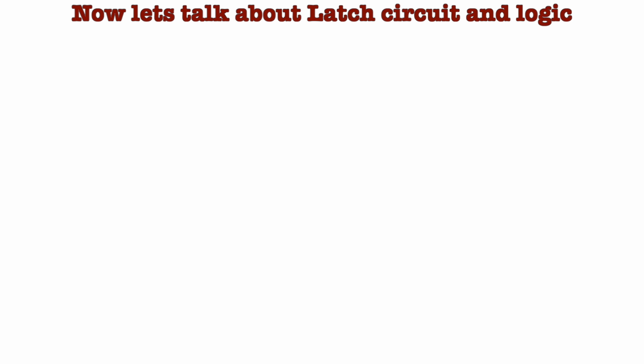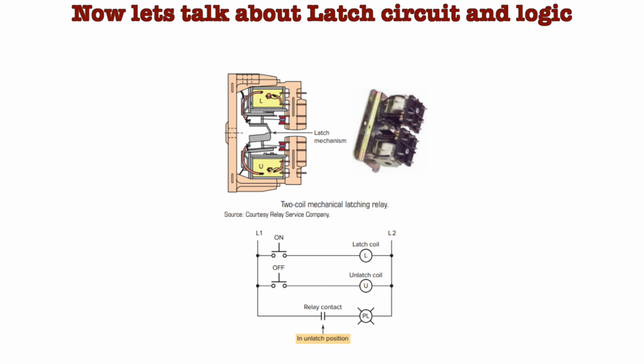Okay, now let's talk about the latch circuit and the logic. Here in the figure you can see the two-coil mechanical latching relay. So what are latching relays? Basically, latching relays are designed to hold the relay closed after power has been removed from the coil. Latching relays are basically used where it is necessary for the contact to stay open or to stay closed even though the coil is energized only for a moment.